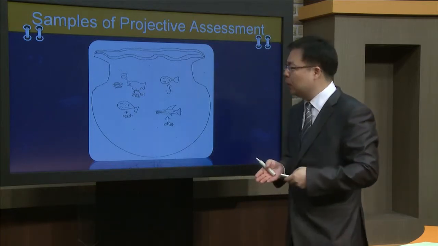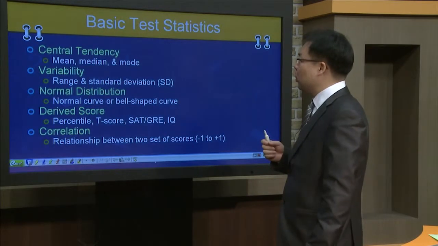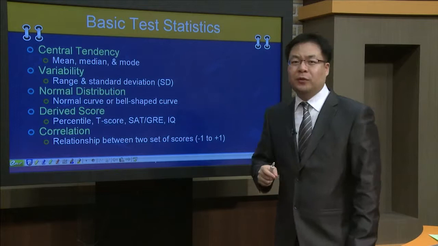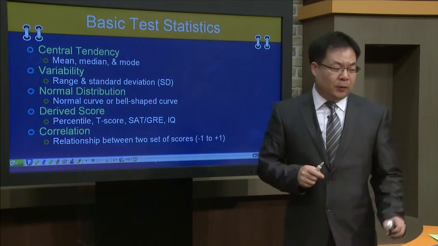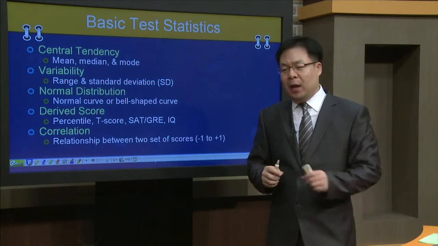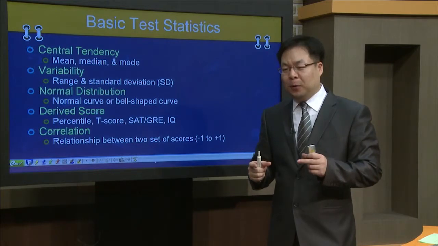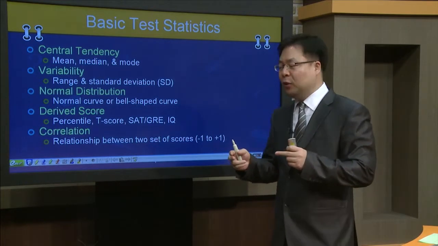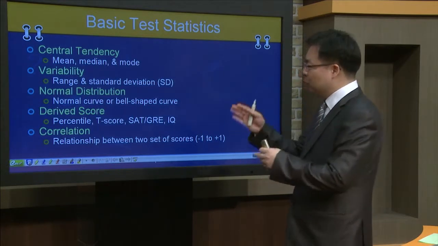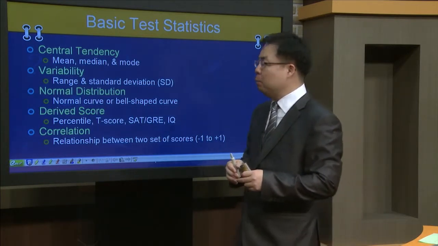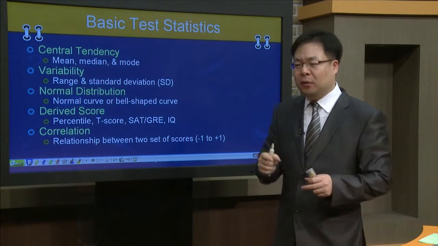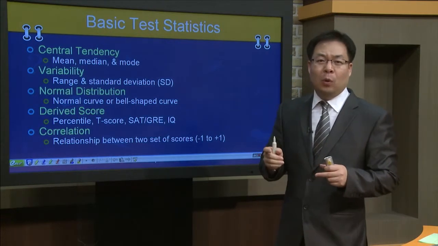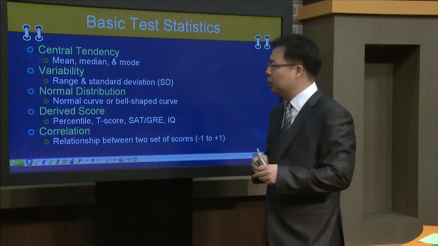of projective testing. This slide shows the basic statistics in counseling. The first one is central tendency. The central tendency shows how the participants did in general in terms of some average. But there are three different ways. One is the mean. Mean is just the average, so you add up the whole score and divide by the number of participants.